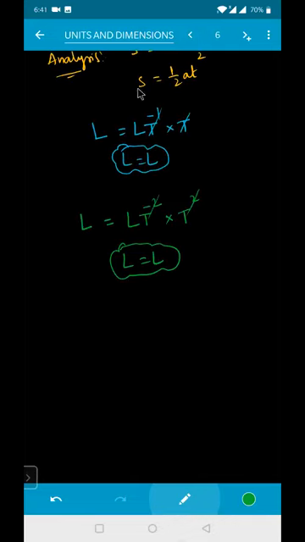Pure numbers don't have any dimensions, try to remember that. Pure numbers have no dimensions. I can write here: pure numbers have no dimensions. Even trigonometric values also have no dimension. Exponentials also have no dimensions. Is it clear for you?